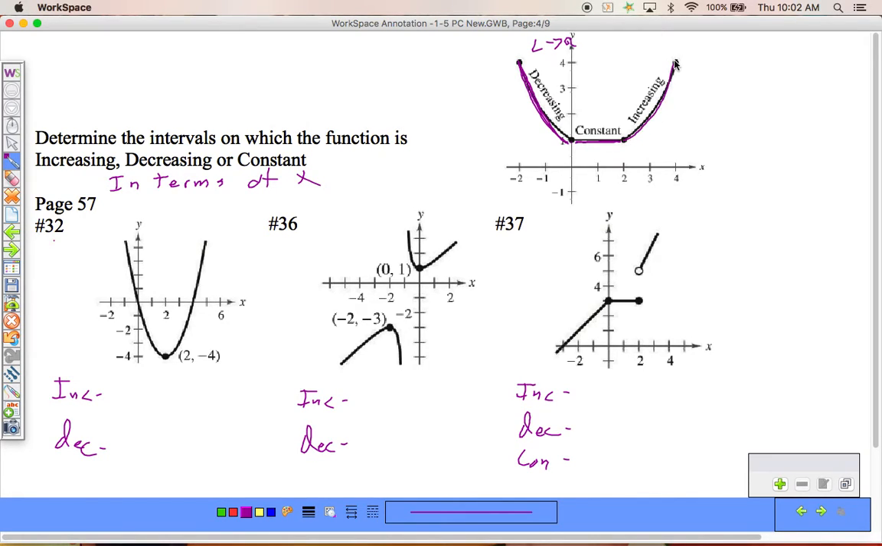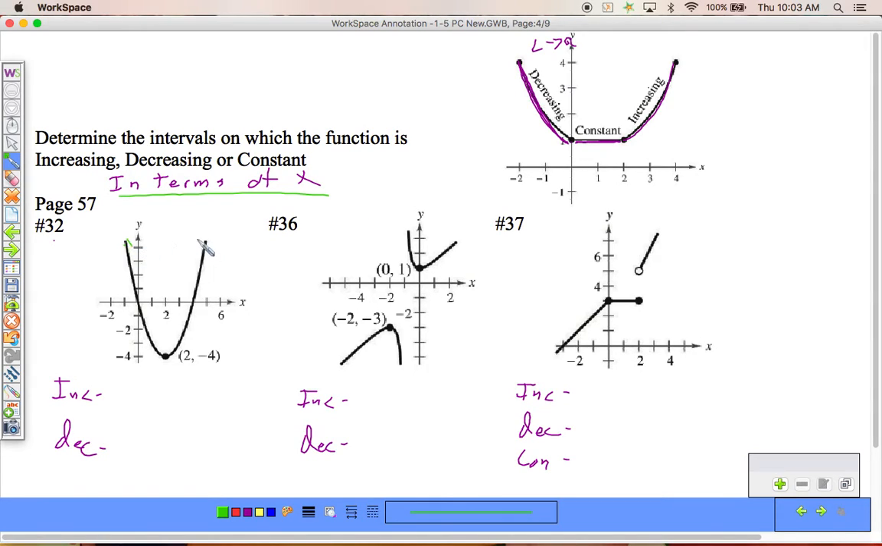And if my graph is going up from the left to the right, we're going to say it's increasing. The big idea, the most important idea, is you need to understand that it's in terms of x. We always write our increasing, decreasing, constant in terms of x.